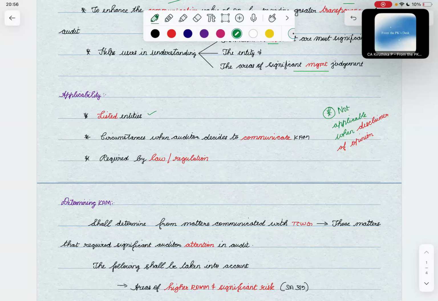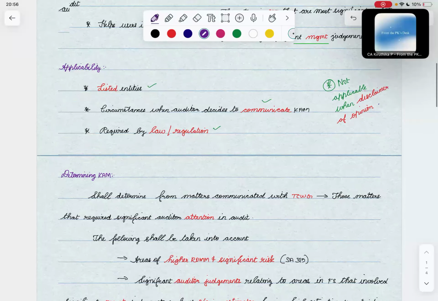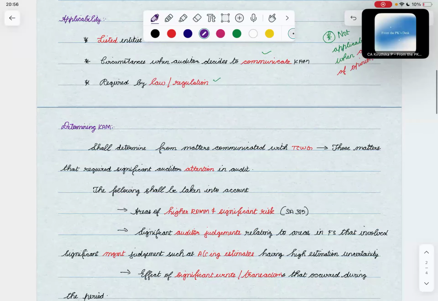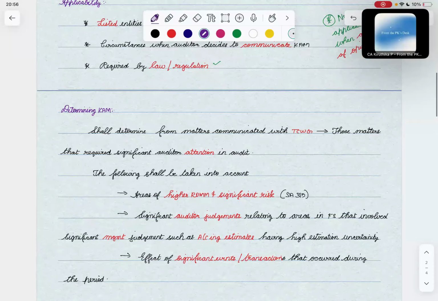And in other cases, if there's a circumstance in which the auditor decides, of course, I need to communicate KAM, then of course you can do. And if it is required by law and regulation. But it is never ever applicable for disclaimer of opinion. Now coming to, we have two objectives. One is we have to determine KAM and the other one is communicating these matters.